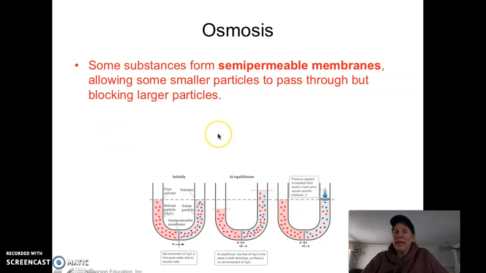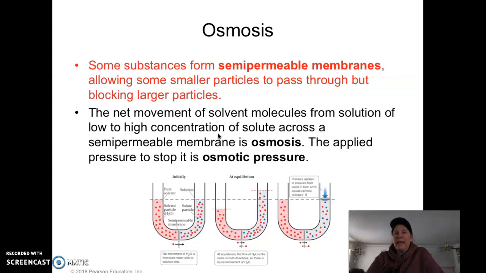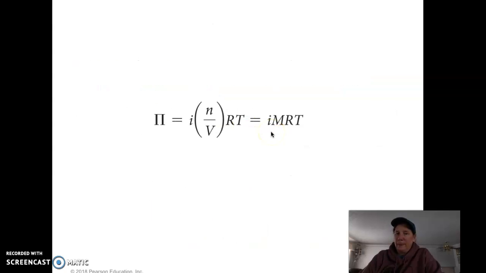Okay, osmotic pressure: you can actually add pressure on this side and keep those particles over there. Again, it's the number of particles, it's a colligative property. You can change osmotic pressure by adding particles. The net movement of the solvent, which is usually water, from low to high concentration, that's osmosis. Osmosis is the movement of water. The natural tendency is for it to want to be the same on both sides. You can apply pressure to stop that.